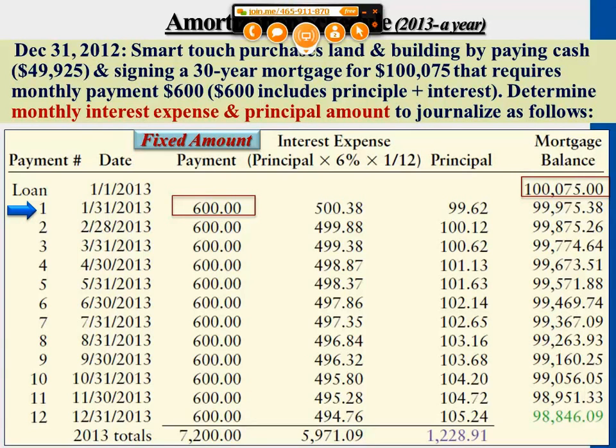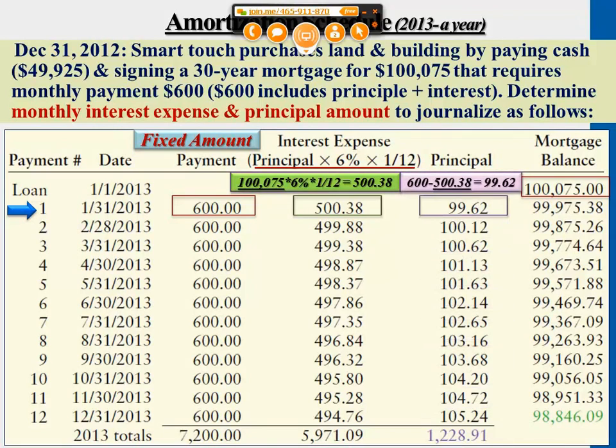So we calculate interest based on the full mortgage balance for the first month, times the interest rate times the time period, a month over 12. The principal amount would just be whatever is left over, the difference between $600 and the interest expense. Okay, then after this first month, you have a reduced principal balance because you paid off a portion, $99.62.